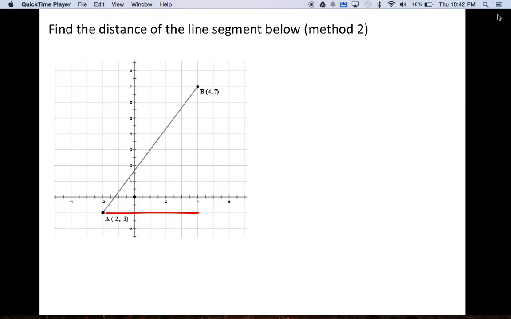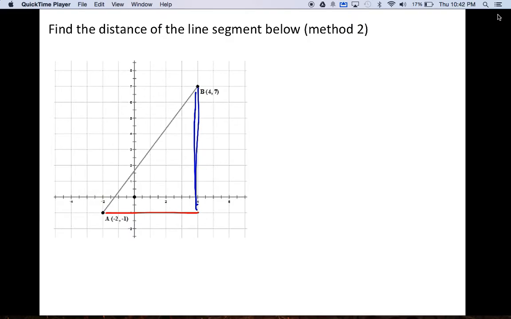Alright, let's look at another way to find the distance of the line segment here. Okay, we're going to find this distance right here. And last time we used the Pythagorean theorem, but there's going to be a formula for that, just like we had the midpoint formula.